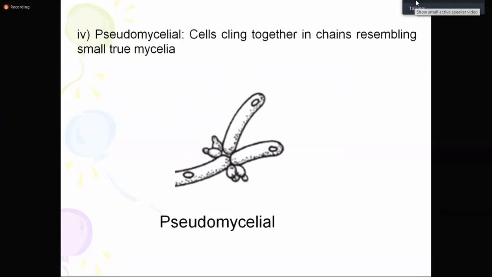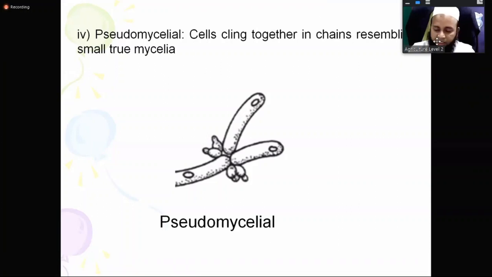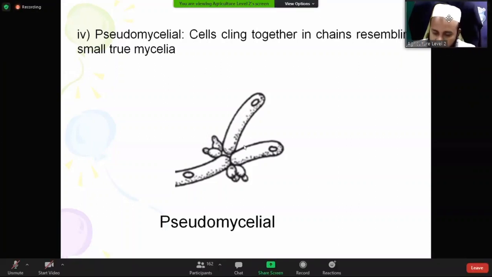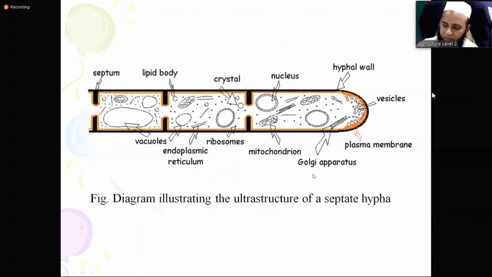Pseudomycelial. There is another type of thallus, similar to the mycelial thallus. It is called pseudomycelial. Actually, they are not originally attached. They just join together, cling together in a chain. So it looks like mycelial, but they are not originally mycelial.